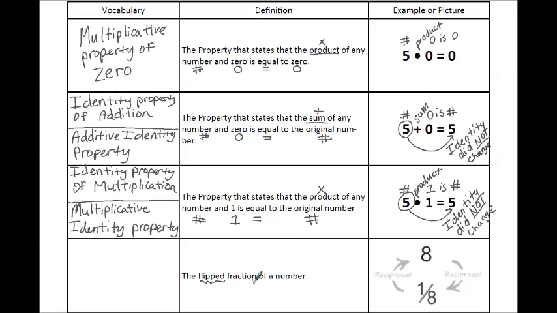The reciprocal is the flipped fraction of a number. So when I'm flipping them around, 8 is like 8 over 1. So if I flip it, the numerator becomes the denominator and the denominator becomes the numerator, and the reciprocal of 8 is 1/8, and the reciprocal of 1/8 is 8, and we can kind of go around that cycle. So if I want the reciprocal of 1/8, I flip them and I get 8. And then if I want the reciprocal of 8, I flip them again and I get 1/8. So 8 and 1/8 are reciprocals of each other, or the flipped fraction version.